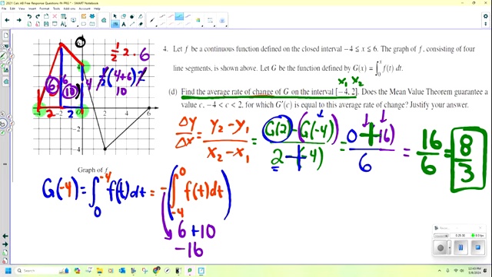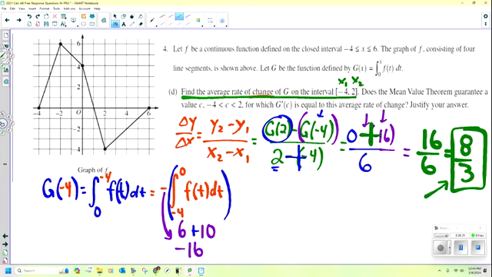Good. Does the mean value theorem guarantee a value C between -4 and 2 for which G prime of C is equal to this average rate of change? It is not asking you to find the C value, okay? The mean value theorem by definition says that if something is differentiable everywhere in an interval, then there's some point in between the interval where the derivative at that one point is equal to the average rate of change for my interval. We just found the average rate of change for the interval. So yes, the mean value theorem, it's going to be equal.